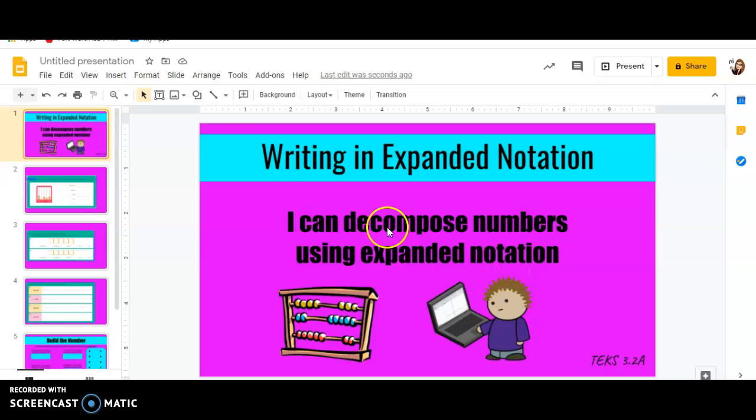As you work through your assignment, you'll see that on slide number 1, you cannot do anything on your slide. This is your title page. It is not anything that you are meant to turn in. Now I'm going to show you what expanded notation is as I work through the next few slides.